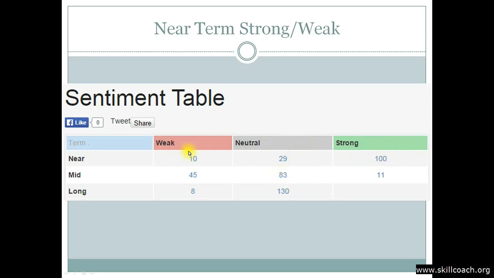What we want to see are most stocks in the weak column or most stocks in the strong column, and if that condition exists, then we will have either an oversold or an overbought condition, respectively. So it's the near-term weak and near-term strong columns that matter most to us.